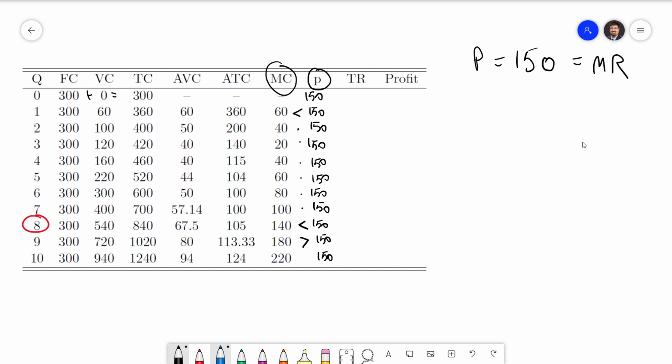We can verify this by calculating the total revenue and profit columns. For total revenue, we take our quantity times the price. So we have 0 here. 1 times 150 is 150. 2 times 150 is 300, and so on.